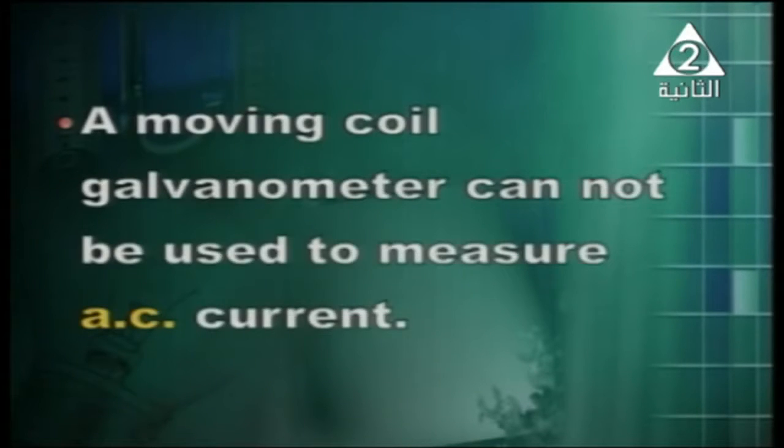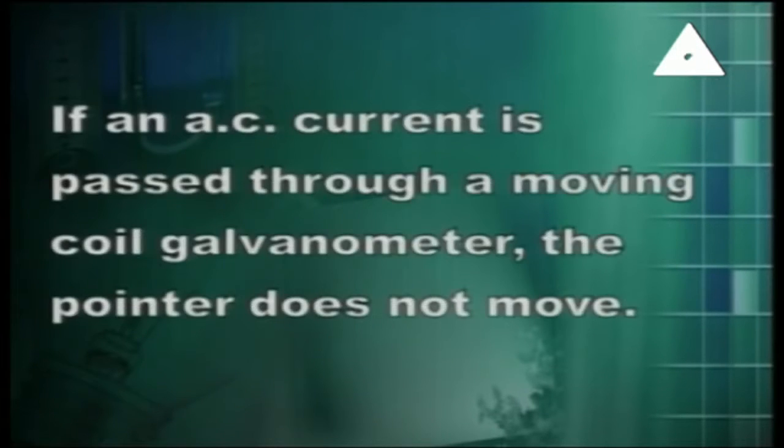Now we've got something very important to mention. First of all, a moving coil galvanometer cannot be used to measure AC current. Why? If an AC current is passed through a moving coil galvanometer, the pointer does not move. We want to explain this.